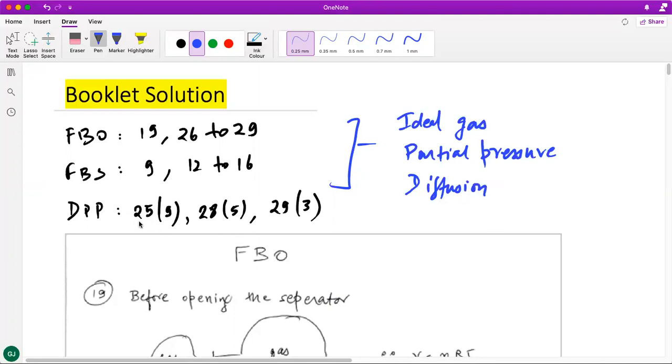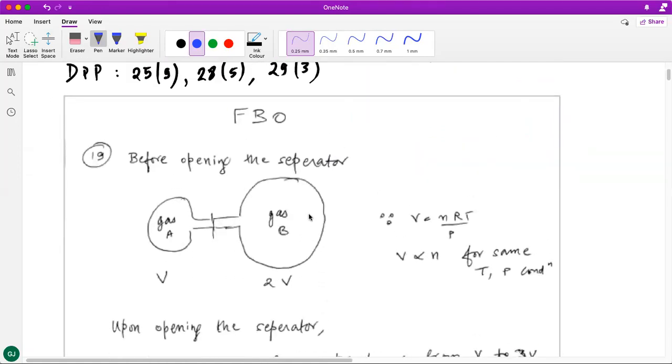I have also taken some of the DPP questions which were quite difficult. So, they were not easy questions meant for everyone. They were quite challenging questions. And these are the three: DPP number 25, question number 9, DPP number 28, question number 5, and DPP number 29, question number 3, that I will also discuss towards the end of this video. So now let's proceed one by one to these solutions.